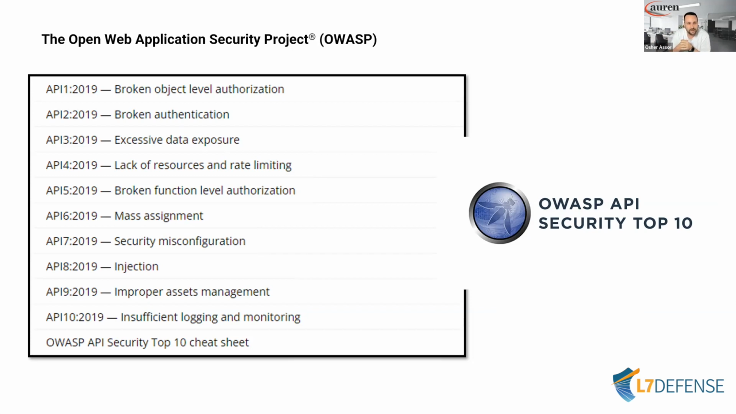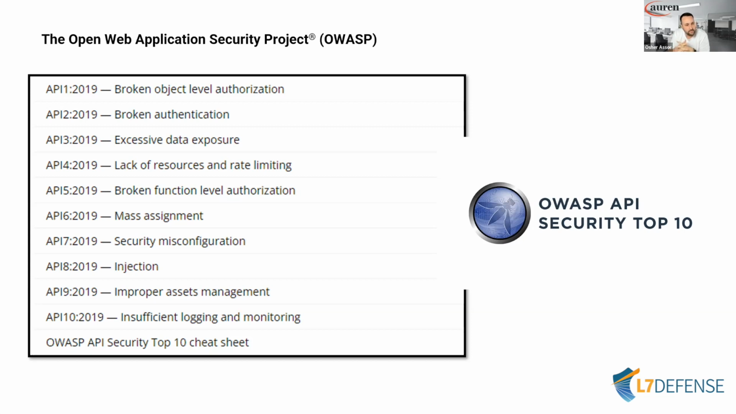OWASP is known usually when clients come and tell us, let's do the pen test or the solution by OWASP Top 10 methodology. So they talk about this community, and OWASP is known for rating the known attacks. Every few years, they rate the most common attacks in the web application area, in the mobile application area, and in the API area.